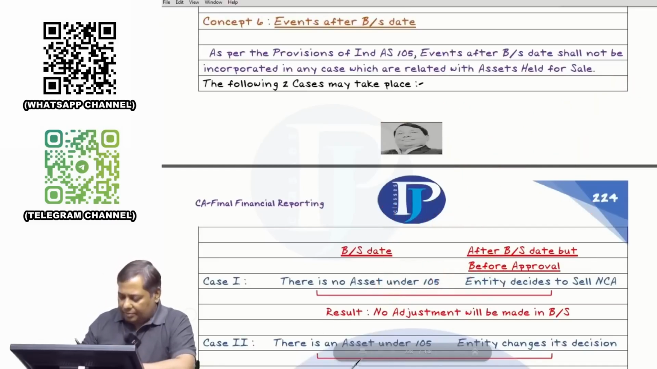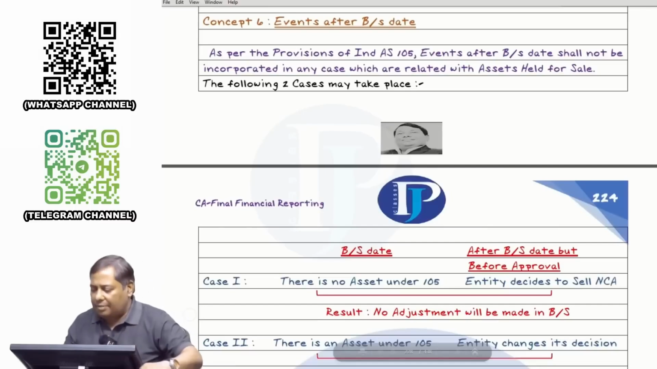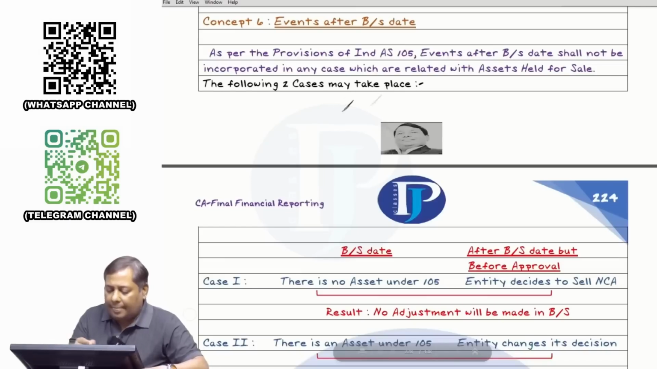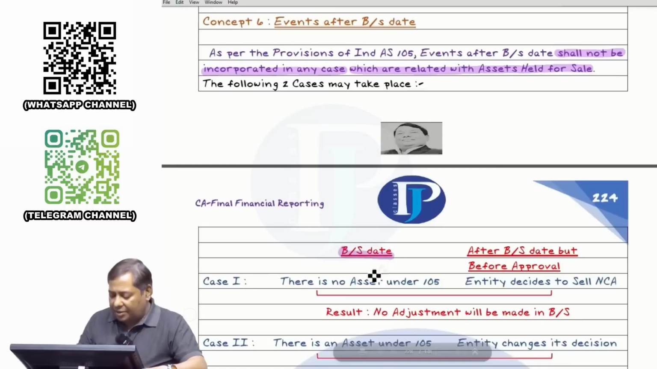Look here. This is concept number 6. Now I am underlining: shall not be incorporated in any case, which are related to 105. Now the first case to balance sheet date. We didn't have any asset, but before the approval, the entity decided that they will sell it. They said no adjustments will be there.